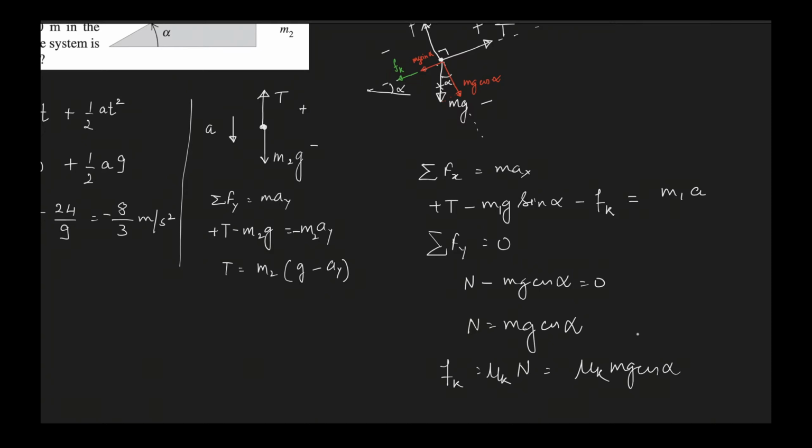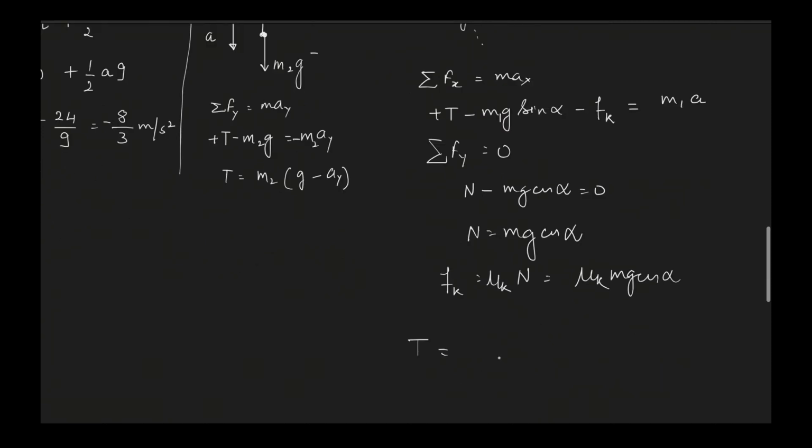Then you can replace this by this fact. So you get T is equal to m1g sin alpha plus fk. fk is, you go on this side, mu k m1g cos alpha, plus m1a, all is m1. So now everything is known on the right side. Mass m1 is known, alpha is known, g is known.